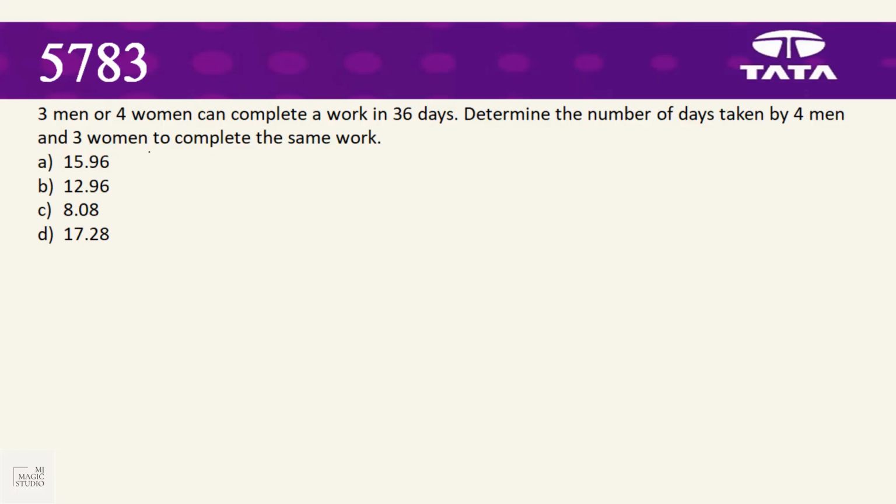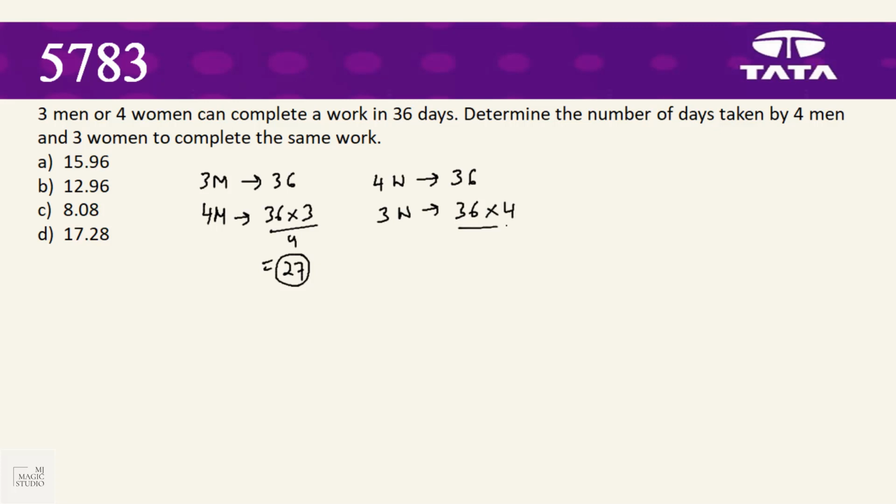3 men or 4 women can complete the work in 36 days. 3 men can complete in 36 days or 4 women can complete in 36 days. Determine the number of days taken by 4 men. So 4 men would be completing in 36 into 3 by 4, that is 27 days. And 3 women, if 3 women are only working, they will complete in 36 into 4 by 3, that is 48 days.